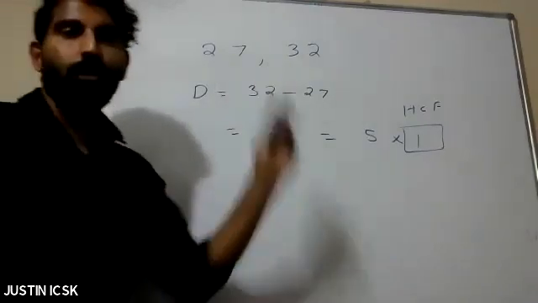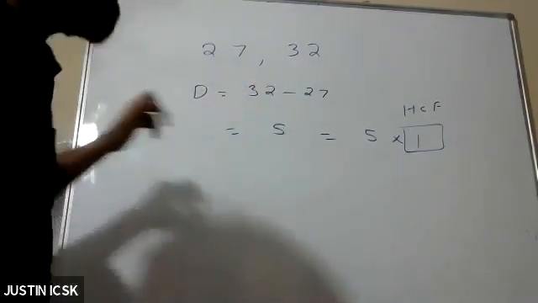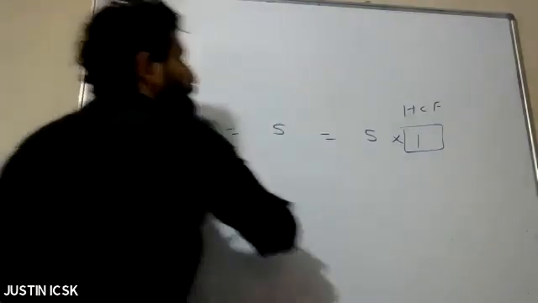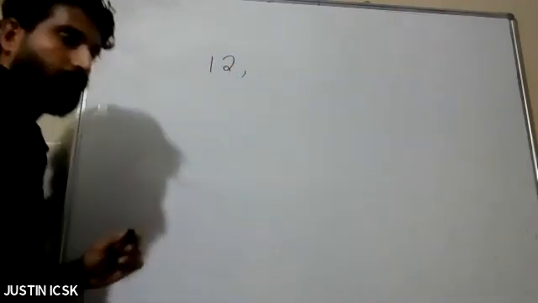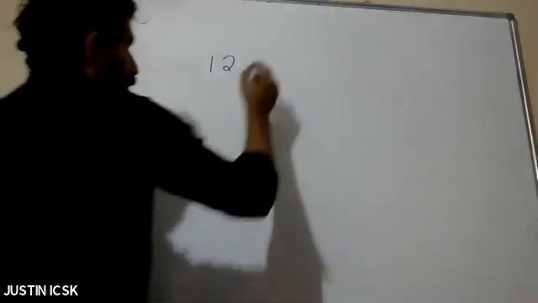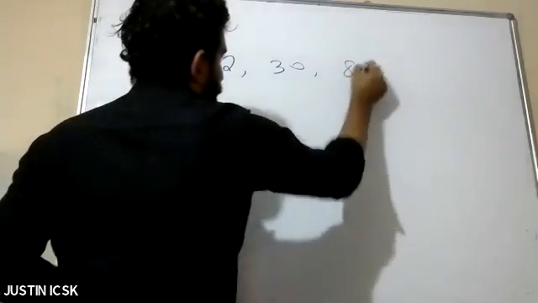So these are for two numbers. Now for three numbers, I'll do it with three numbers. Suppose 12, 30, 84.